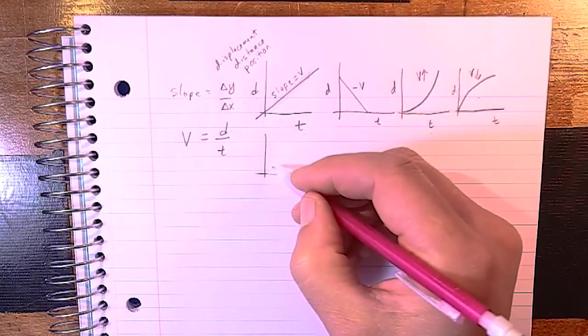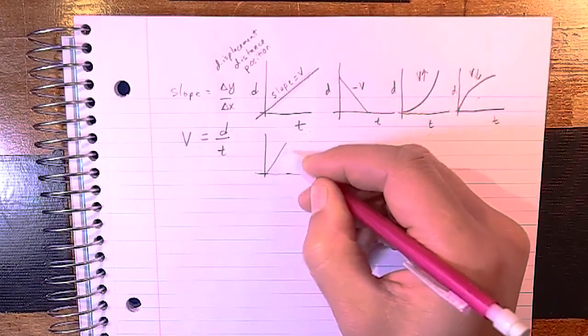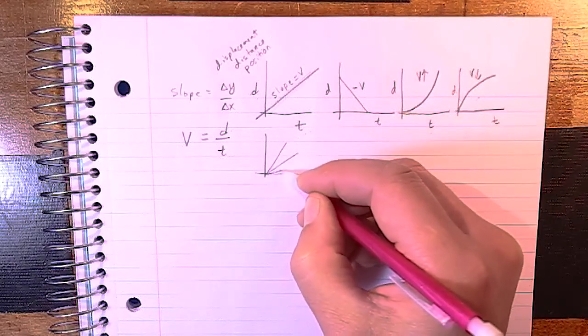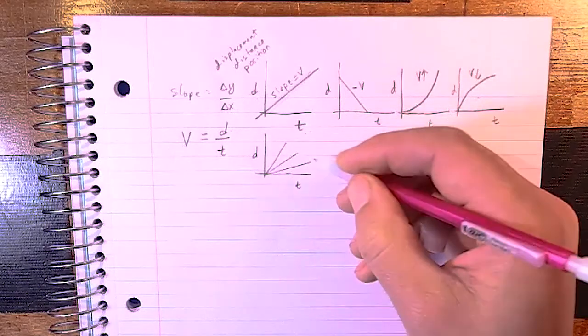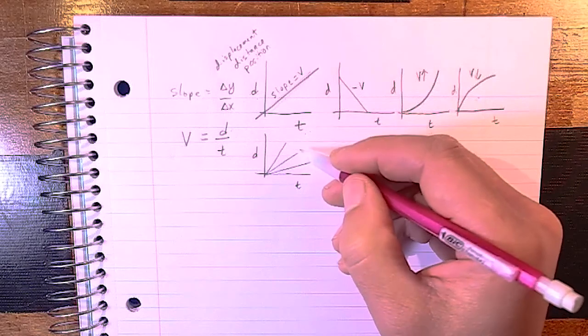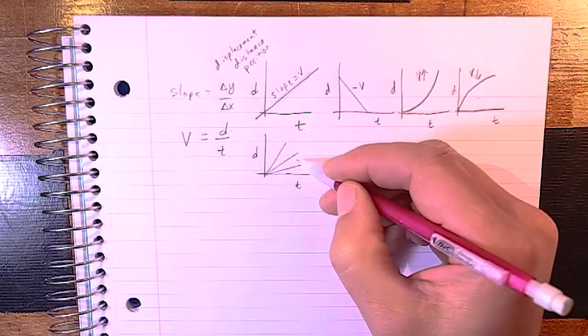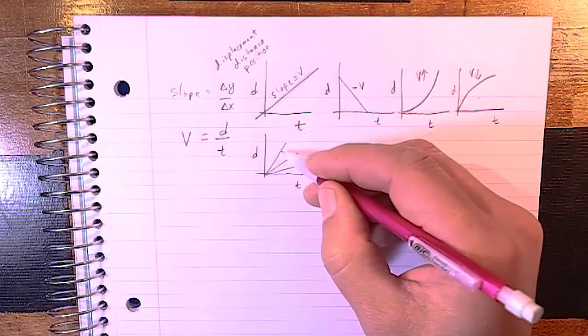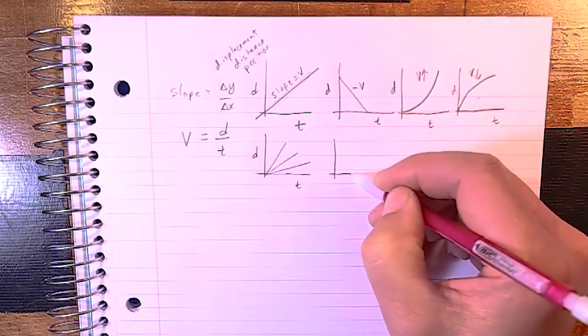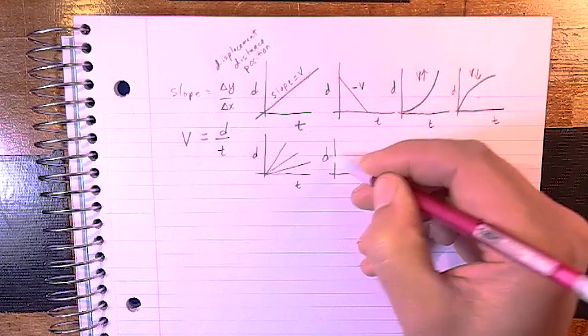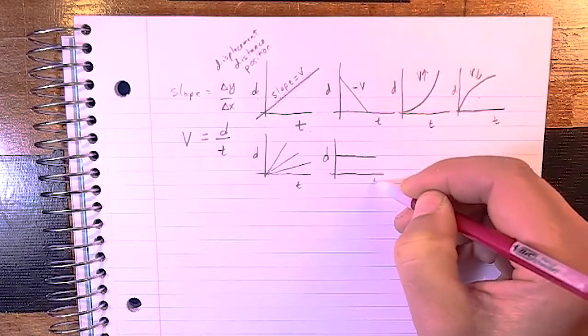One other thing that we can look at here is that the steepness of the line tells us the magnitude of the velocity. So the steeper the line, the greater the velocity. All three of these are constant velocity, but this one is the fastest. And lastly, the simplest one would just be a horizontal line.